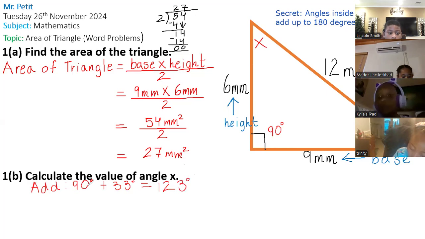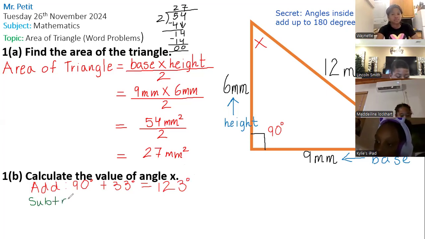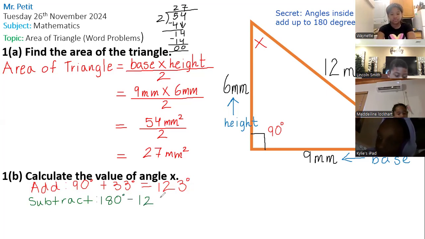123 degrees. And then, believe it or not, we are going to subtract. Are we going to subtract 180? Yes, we're going to subtract 180 and 123. So we subtract 180 degrees minus what? 123. 123.